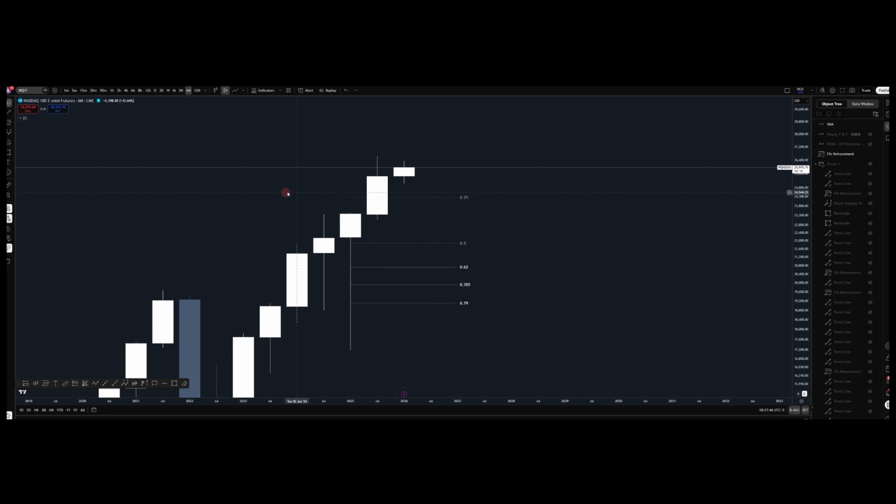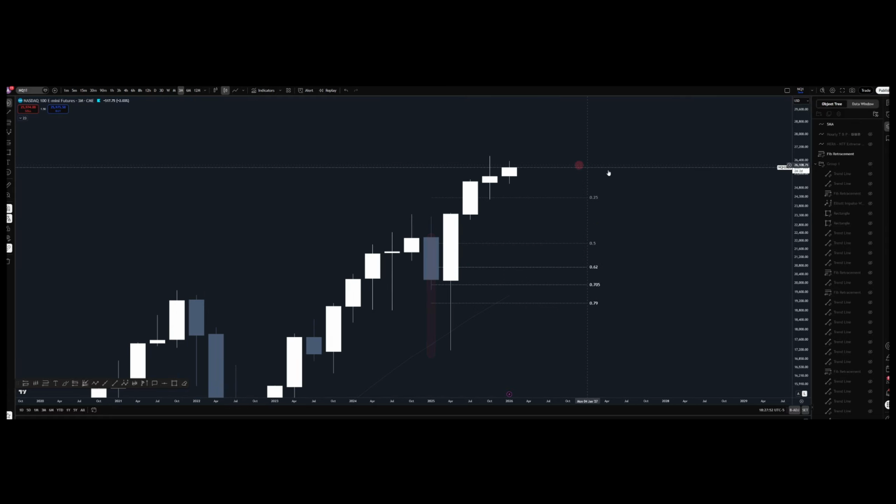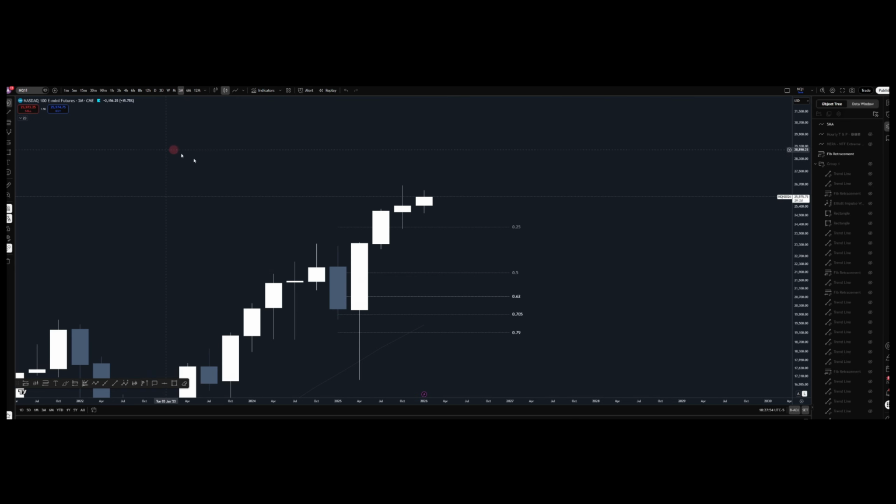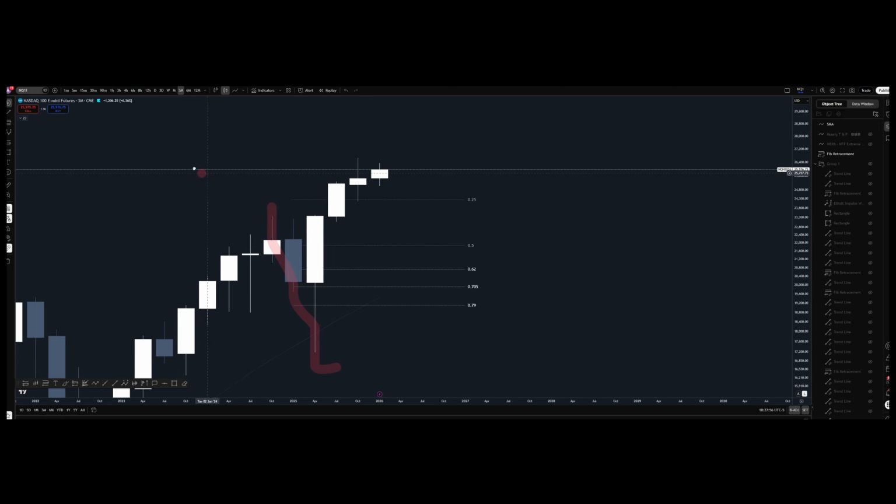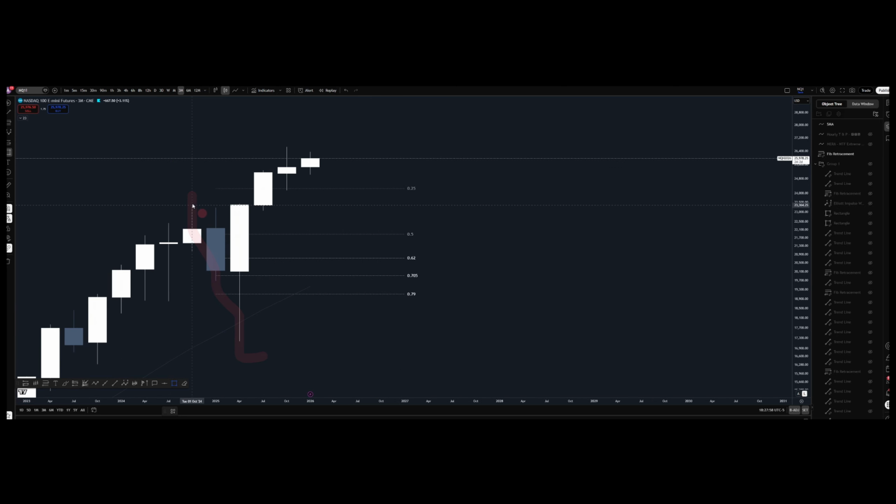6 monthly. We have this whole wick is also untested. And then we get 3 monthly. So then we have this whole swing here on the 3 monthly. We can grab that as a box, so from the high that then made the low.